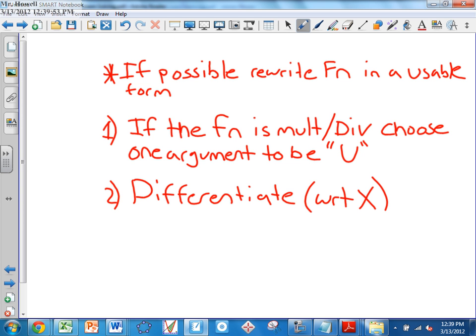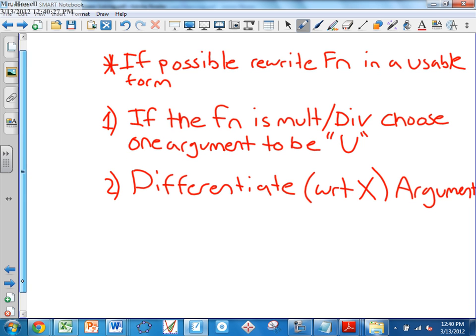What'd you say, Carrie? Differentiate the argument chosen for you with respect to x. So you're really just differentiating the argument, but put with respect to x in parentheses. Should I just put chosen to be u? The argument is u, right? By default, if you're saying differentiate the argument, you're saying u. True, transitive property.